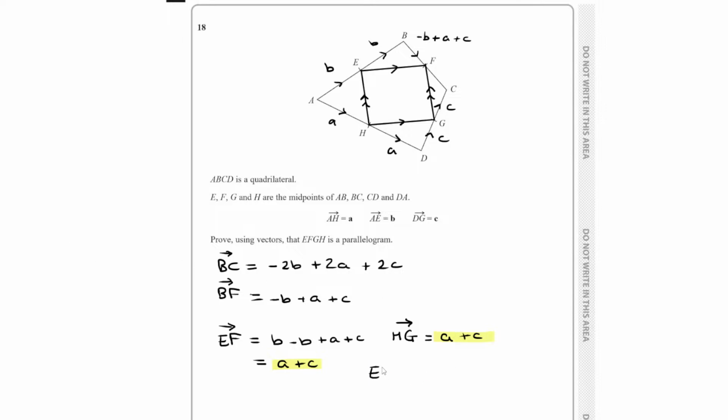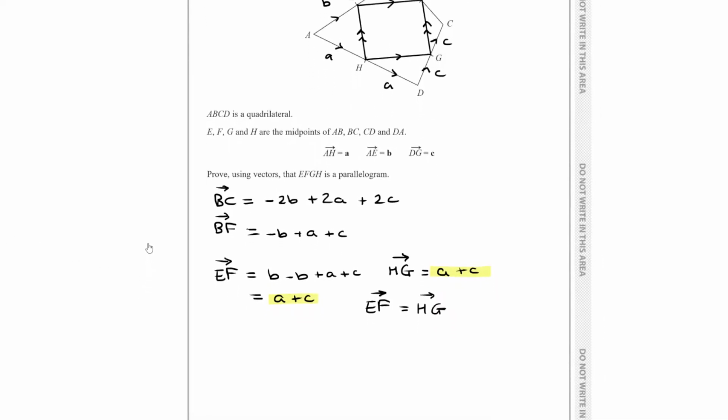So I can write EF, in this case, is not even a multiple, it's just the exact same thing. Not only is it parallel, it's the same size as well, equal to HG. Now hold on for that, because we also need to prove that the other two are parallel. I don't know if you can still see that.